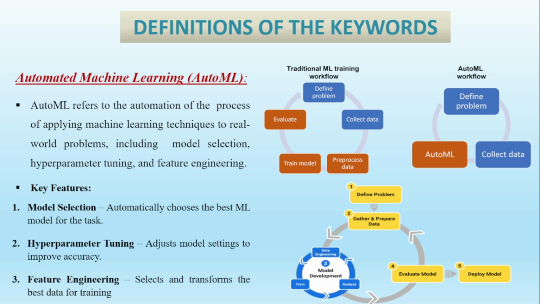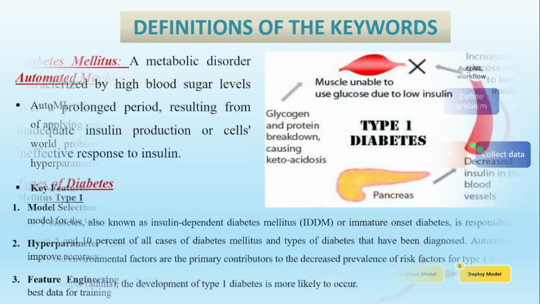Now, hyperparameter tuning adjusts model settings to improve accuracy. We will work on different types of models, then we choose the best model in automated machine learning. Feature engineering selects and transforms the best data for training.